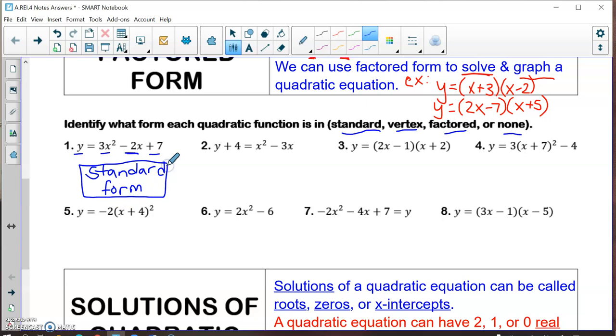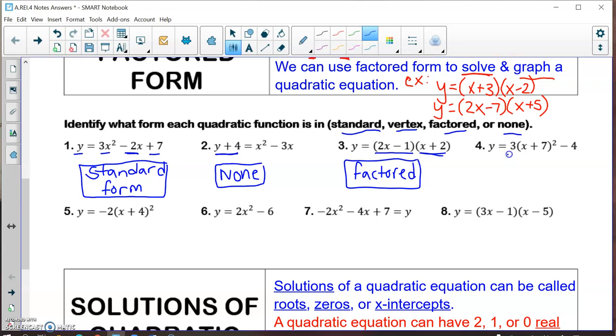In all of the forms, y needs to be isolated, and in number 2, y is not isolated, so this would be none. Number 3, I have y is equal to 2x minus 1 times x plus 2. Since I have two quantities being multiplied by one another, this is in factored form. Number 4, y is isolated, and I have it in terms of a times x minus h squared, but this is x plus h squared, and that's fine, and then plus k, or again, this is minus k, and that's okay as well. So this is actually vertex form.